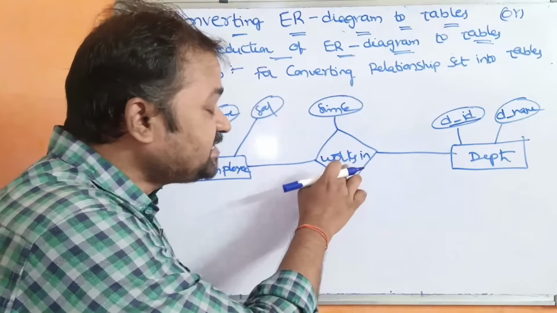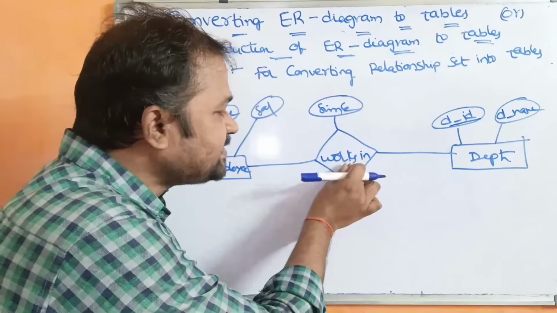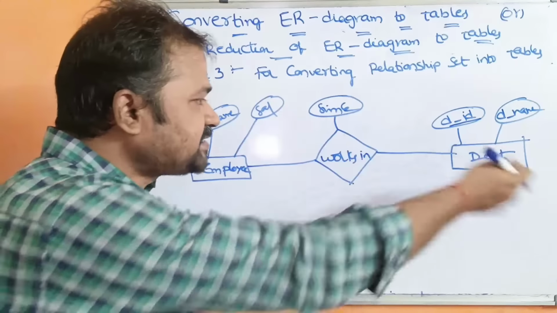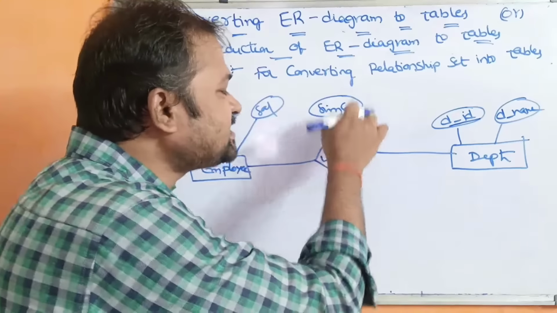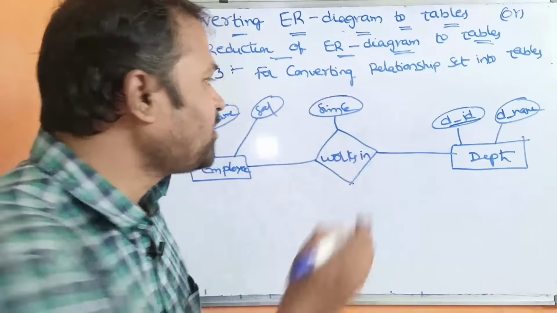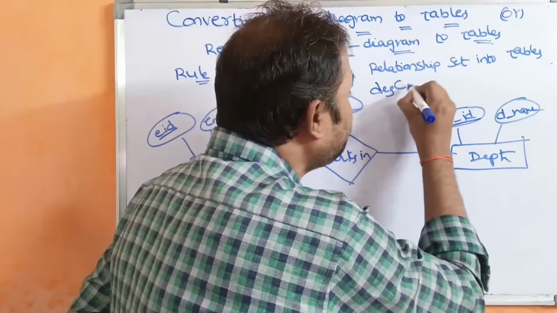Next, here the relationship is works-in. So works-in is the relationship between employee and department. Employee works in department. Since is an attribute of this works-in relationship. This attribute is called a descriptive attribute.